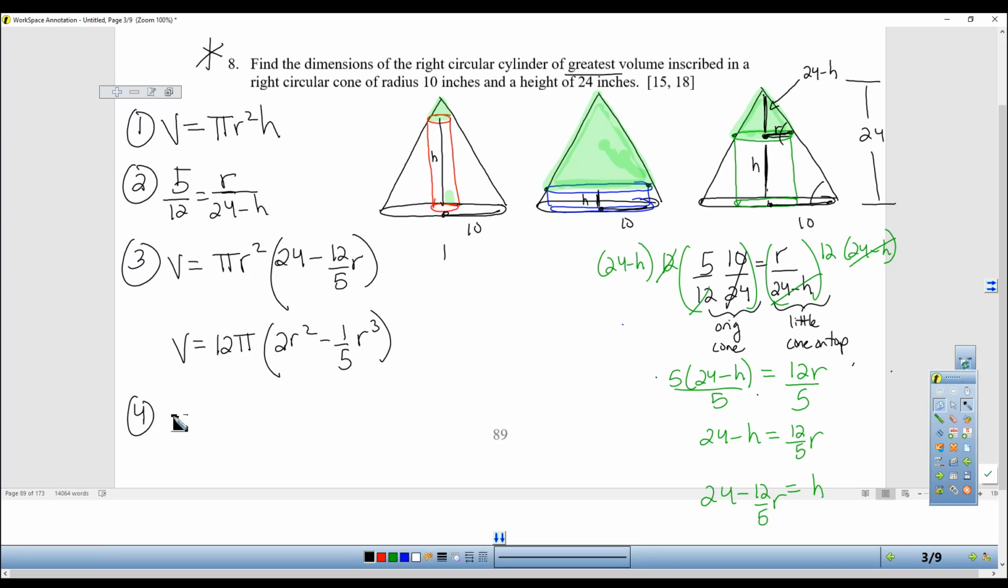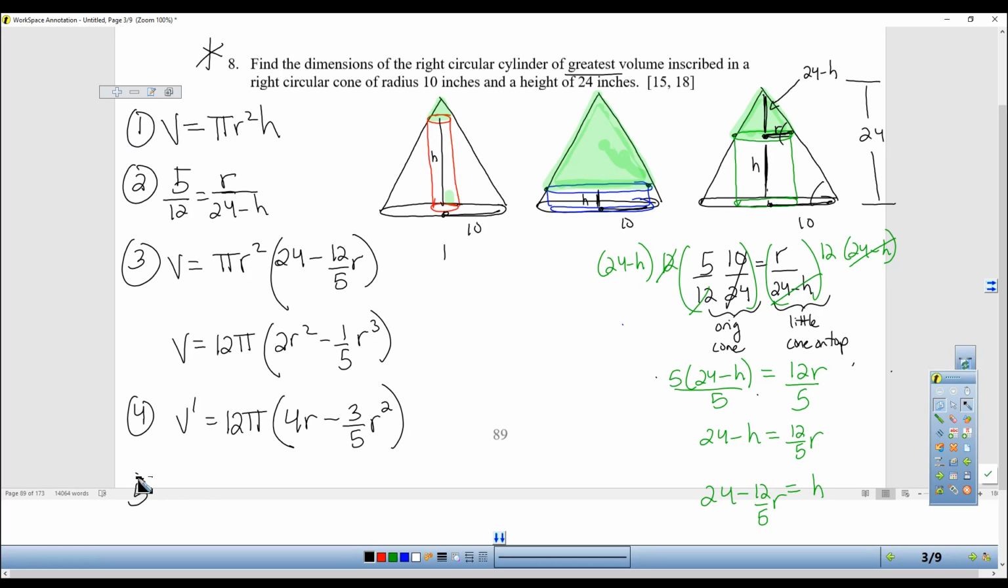I wanted to do it this way because I wanted to remind you that taking constants out is kind of nice because then you don't have to deal with them. The derivative is still going to have a 12 pi out front. It totally does not matter. And then this is going to be 4r minus 3/5 r squared.